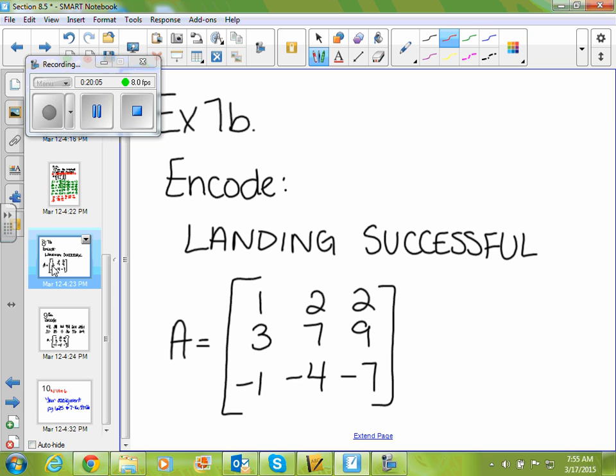Okay, so if I do the same thing with the message "landing successful", and then I use the encoding matrix 1, 2, 2, 3, 7, 9, -1, -4, -7, I need to change "landing successful" into 1 by 3 matrices.